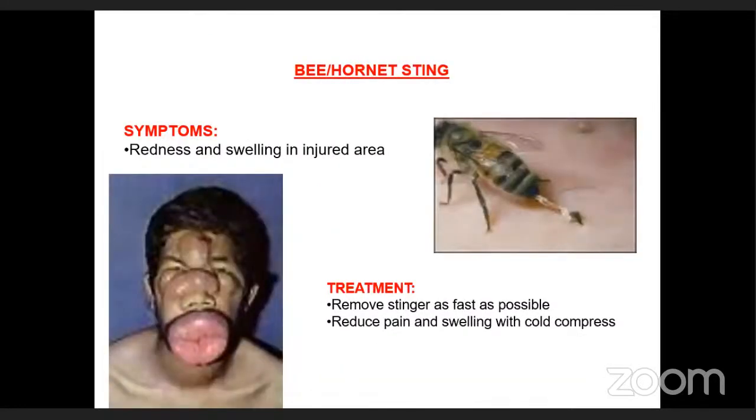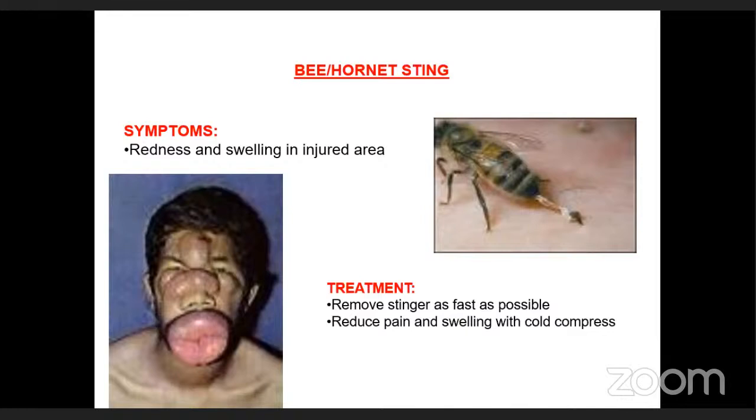Then we have bee or hornet stings. In our workplaces, it's possible to be stung by a hornet or a bee. So what are the symptoms? Number one, the injured area, the stung area, will be reddish and swollen. The part of the skin that has been stung by a bee will be reddish and swollen.